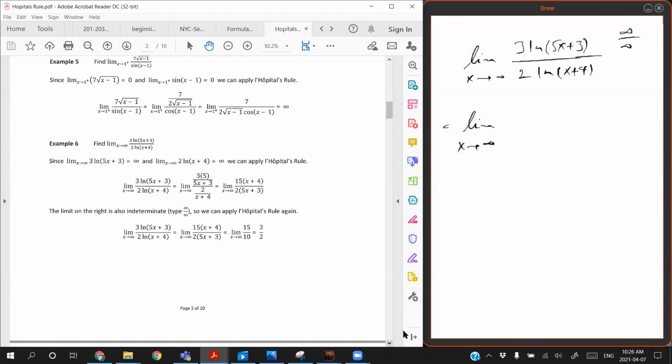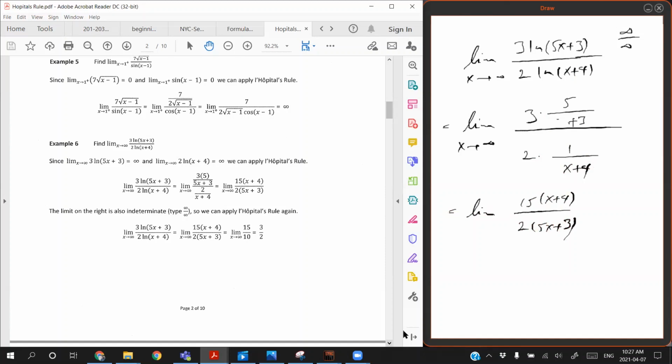Limit as x approaches infinity. On top, I get 3 times the derivative of the function, which is going to be 5, that's f prime of x, over the function itself, 5x plus 3. And at the bottom, I get 2 times the derivative of this, which is just 1, over the function itself. And then I simplify that. I'm going to get the limit of 15x plus 4 over, let's see, I have 2 times 5x plus 3. So if I simplify it, I get this as x approaches infinity.